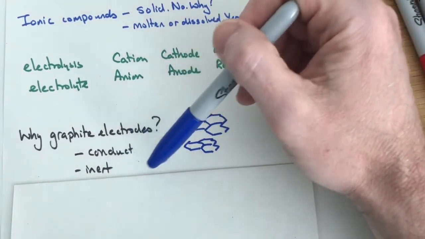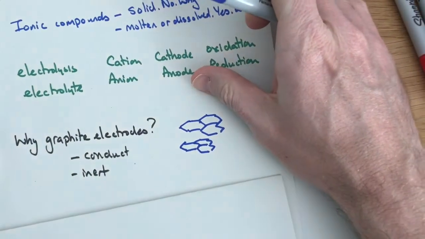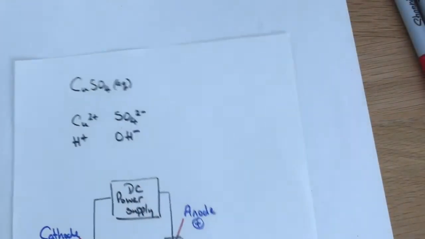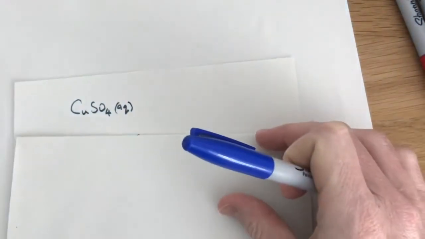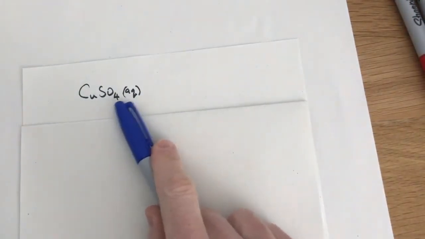And there are 2 reasons why we have graphite electrodes. Okay, let's have a look then at what this means. Let me bring in a second sheet of paper for you. So here we've got our copper sulfate AQ, remember means solution. Let's break this into the ions.